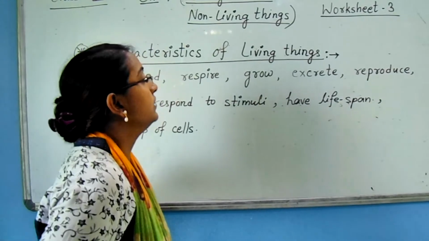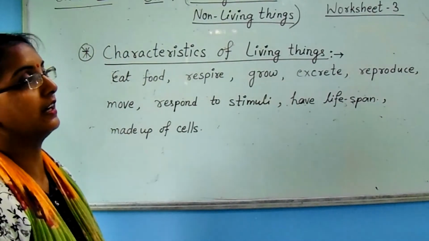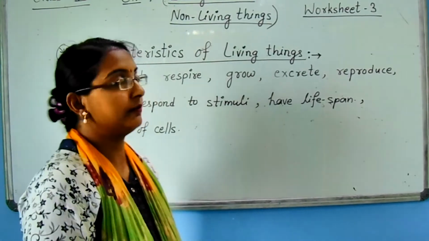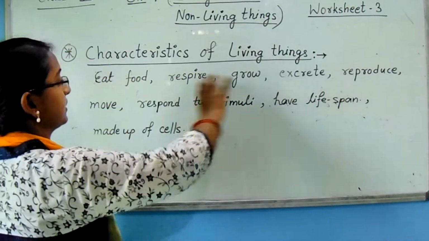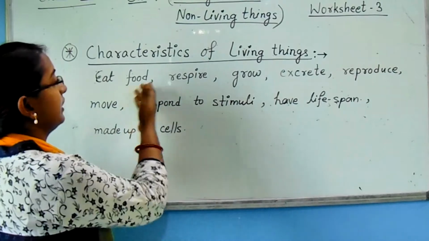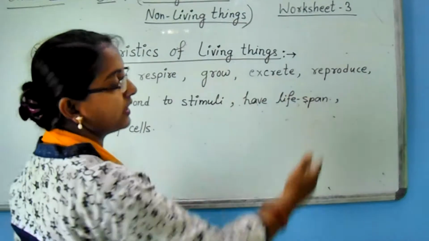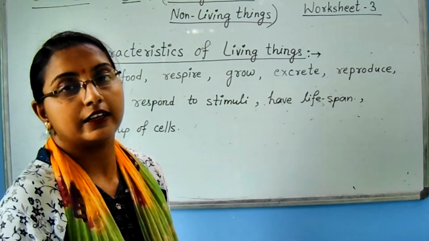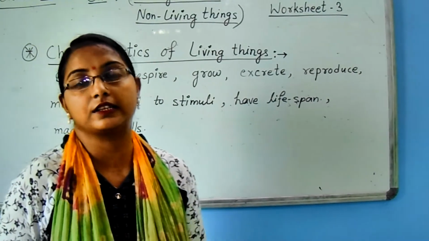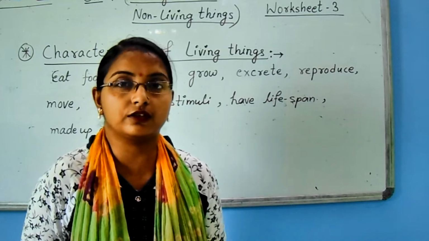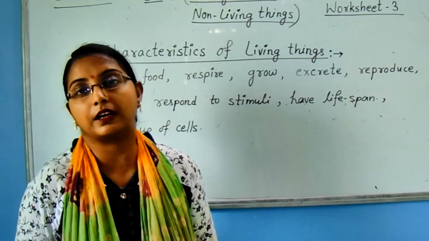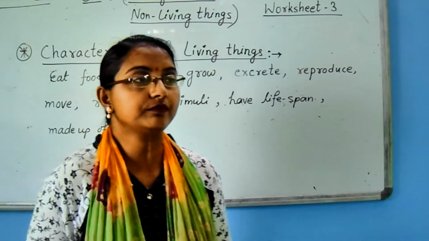In this chapter, living things have life and show certain physical properties, like eating food, respiration, growth, excretion, reproduction, and death. These are some properties that every living thing shows, whether animals, plants, or human beings.